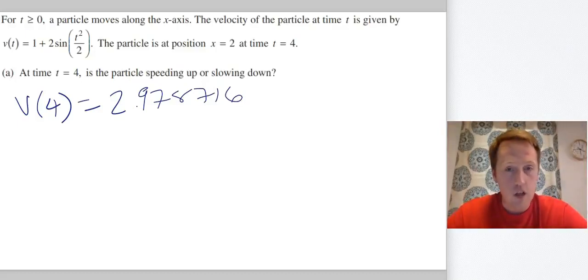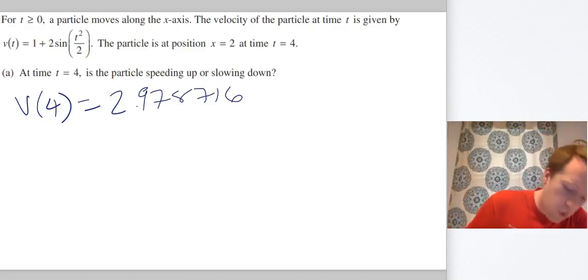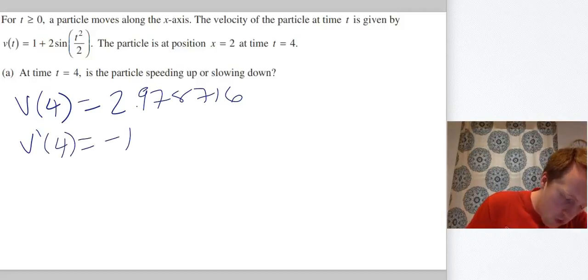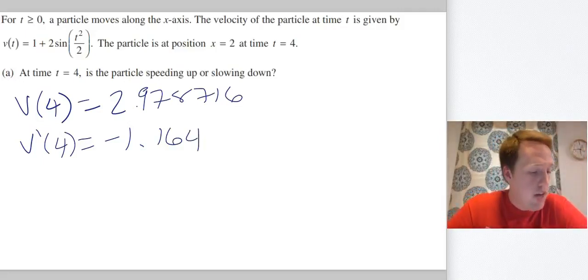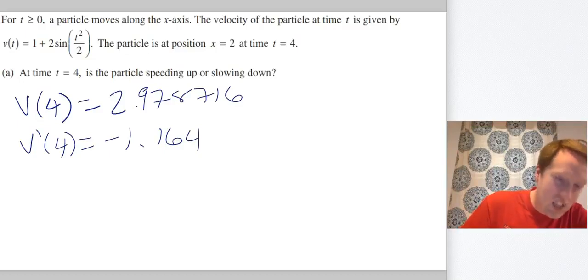You also need to find acceleration, which is the derivative. Remember, it's the calculator section. The calculator will do the derivative for you. V prime of 4 then is negative 1.164. So based on that, velocity and acceleration mismatch. So what we're going to say is that it's slowing down.